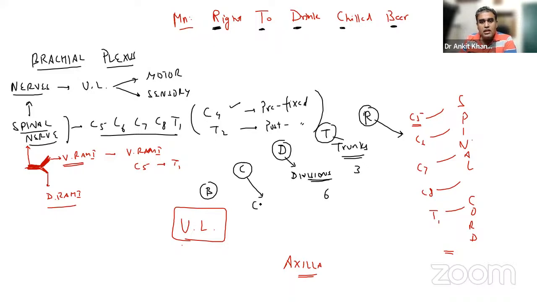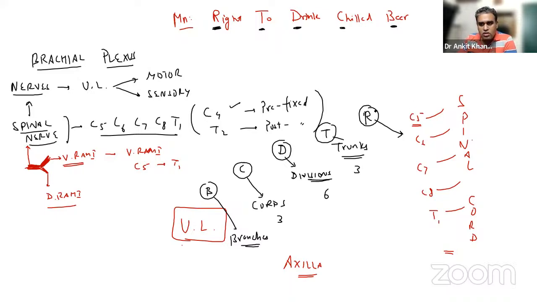They will form C for chords. How many chords? 3 chords. And then these chords are going to give off B for branches, that is going to supply the actual upper limb over here. By actual, I mean arm and forearm and hand region. That is right to drink chilled beer.